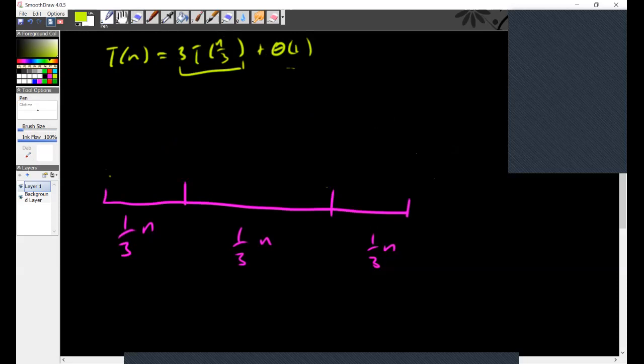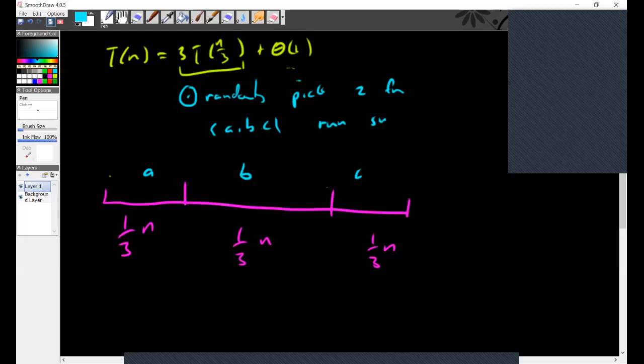Okay, fine, but I've not done any randomization, right? So the way that I'm going to do it is that I'm going to randomly pick, let's say this is A, this is B, and this is C. The algorithm now is going to be, I'm going to randomly pick 2 from the set ABC, and I'm going to run the supermajority algorithm on each.